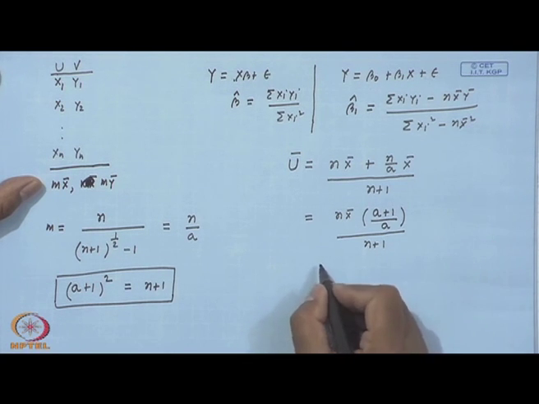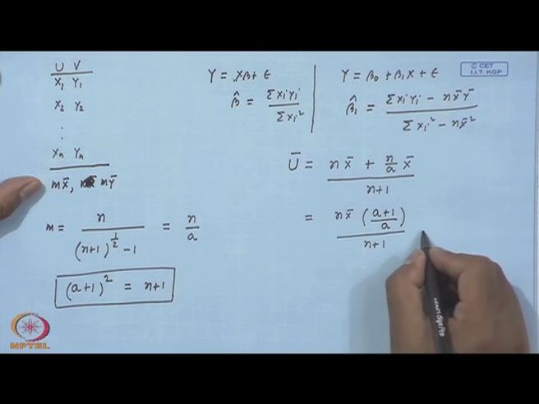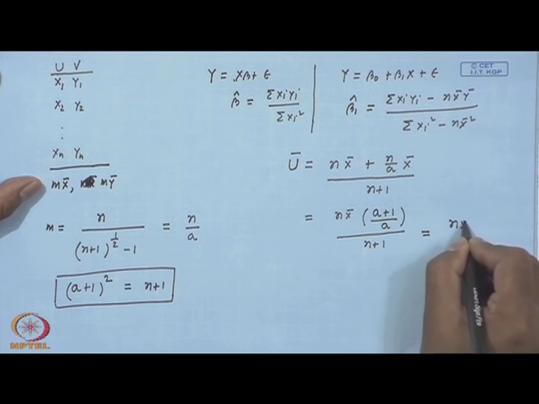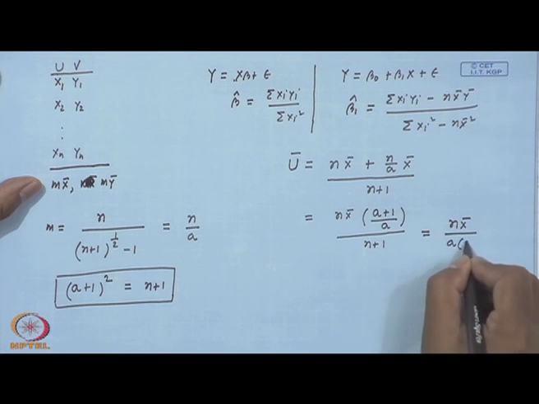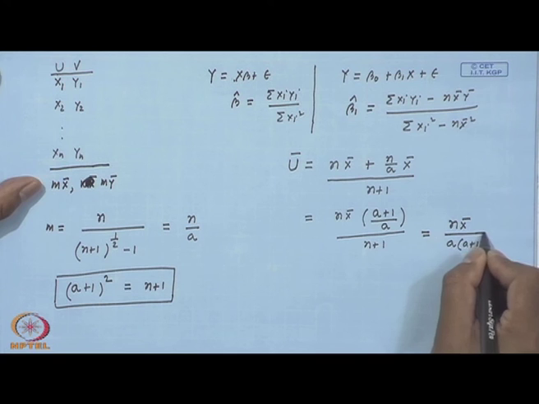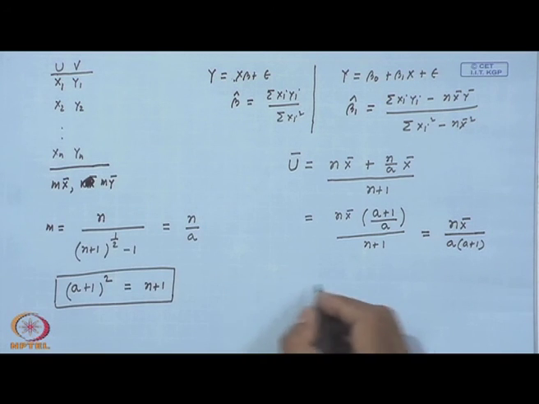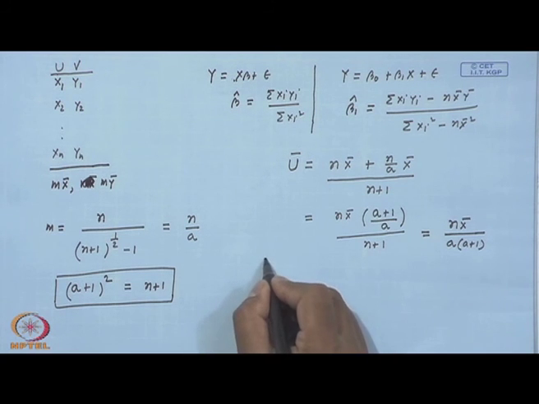Okay. So, we know that n plus 1 is a plus 1 whole square, so I can write it this way. I can write this one as n x bar by a into a plus 1, right. So, this is my u bar for the data involving n plus 1 points.